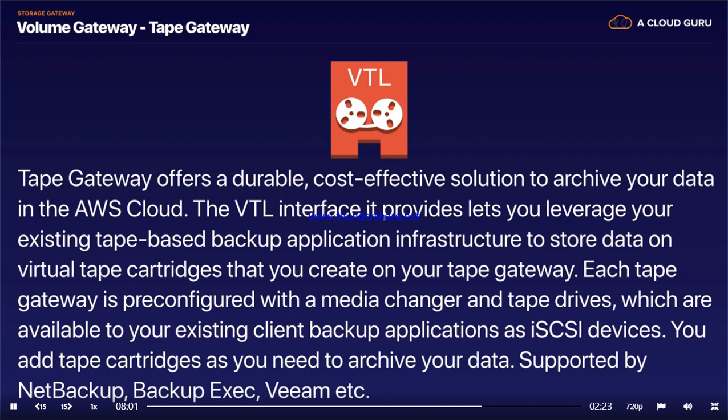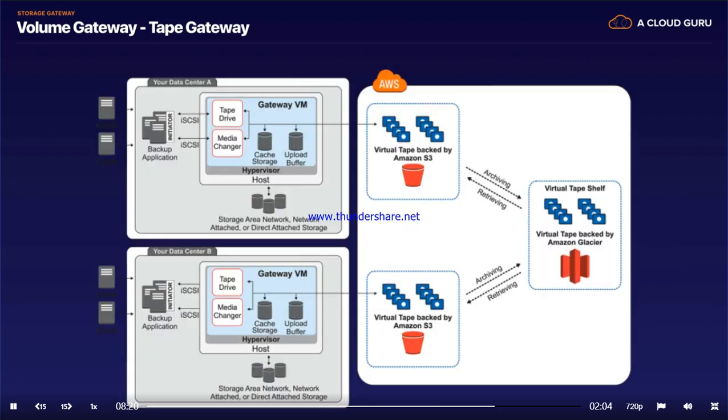Each tape gateway is pre-configured with a media changer and tape drives, which are available to your existing client backup applications as iSCSI devices. And you can add tape cartridges as you need to archive your data. It's supported by really popular backup software like NetBackup, Backup Exec, Veeam, etc. And this is what it looks like. Over here, we've got Data Center A, Data Center B. We've got our tape drives. This is running as a gateway virtual machine, so this is our storage gateway. And essentially, it's just replicating our virtual tapes to S3. And of course, then you can archive them off to Glacier as well to keep your costs low.